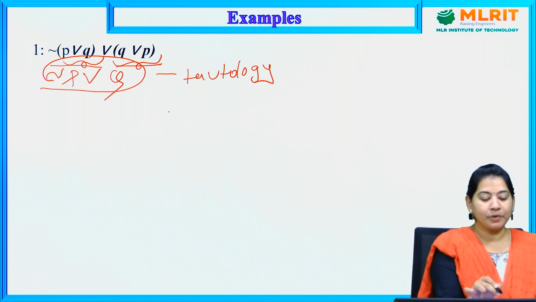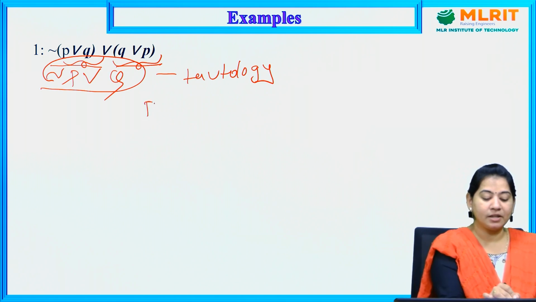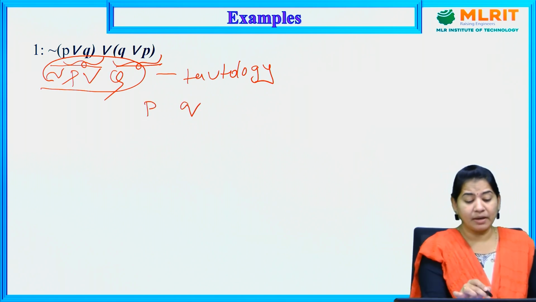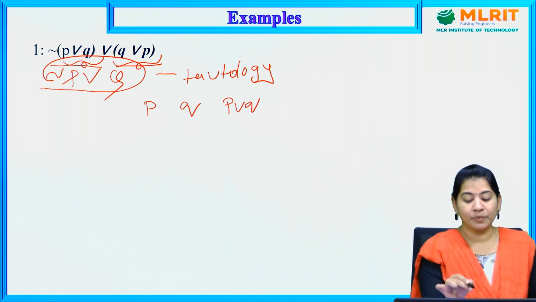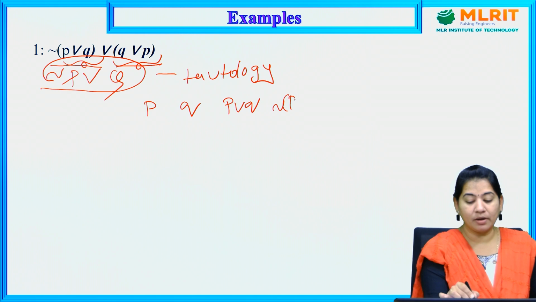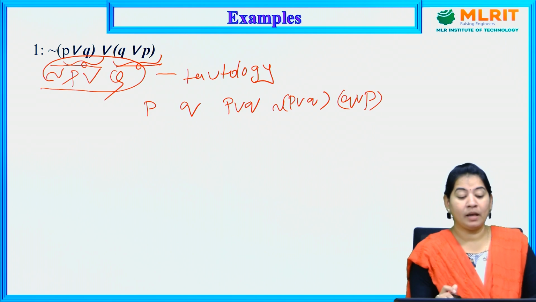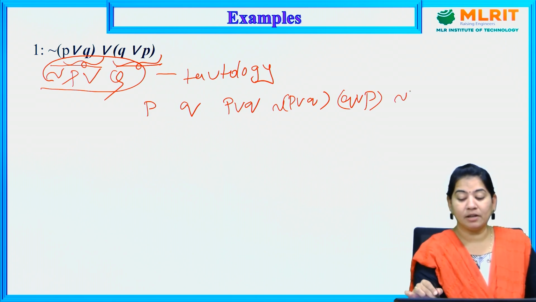As we have two variables, let us consider the P variable and the Q variable. Next we need P or Q, next negation of P or Q, and then Q or P. We also need to write the total question, that is negation of P or Q, or Q or P.